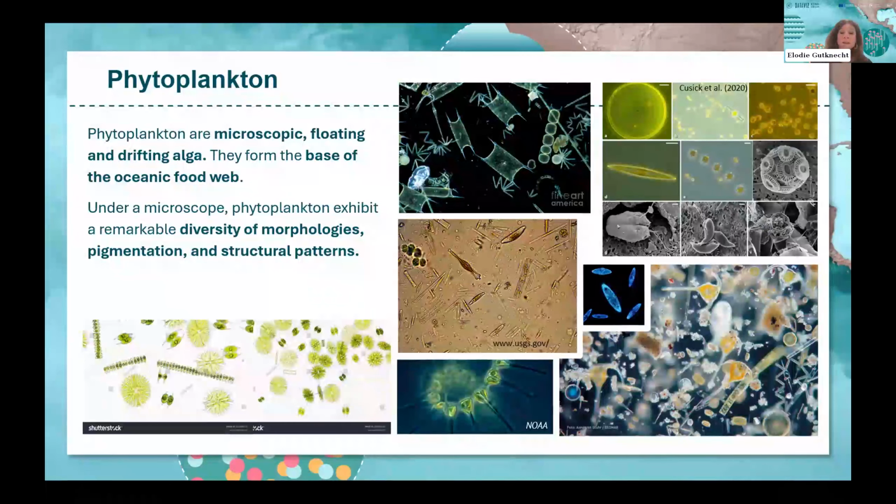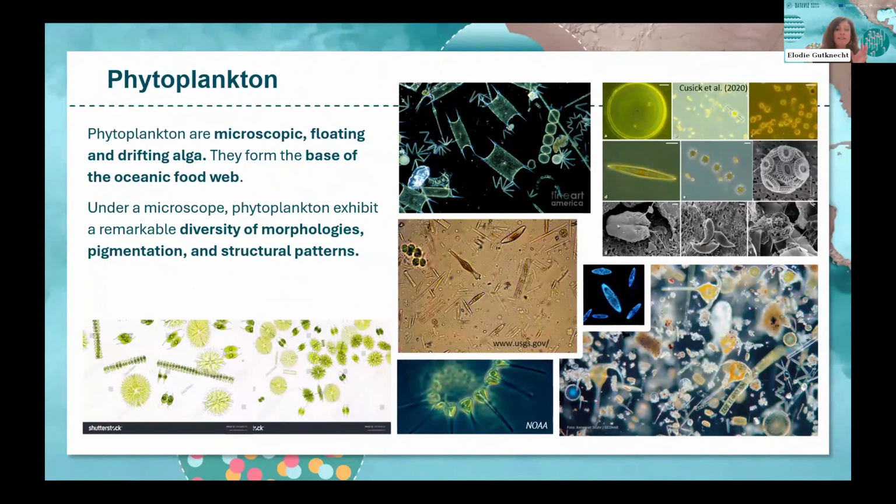So first, what are phytoplankton? Phytoplankton are microscopic algae invisible to the human eye. They live in the surface waters and they float and drift with the currents. Under a microscope, these really tiny organisms reveal an impressive variety of shapes, colors, and patterns. Here, for example, you can see a spiral of diatoms, here bioluminescent dinoflagellates, and here are coccolithophores that look like little sculptures. So they are really beautiful.